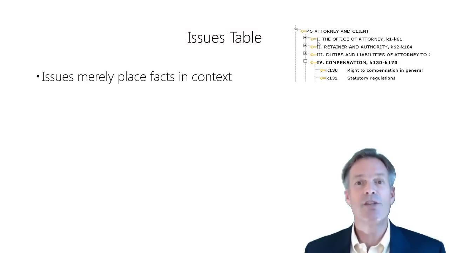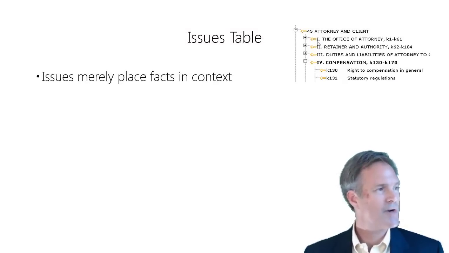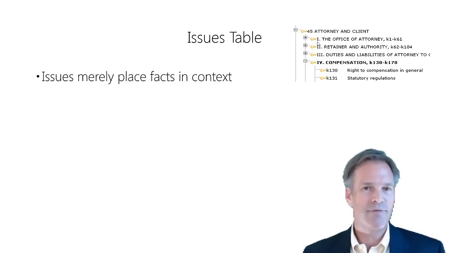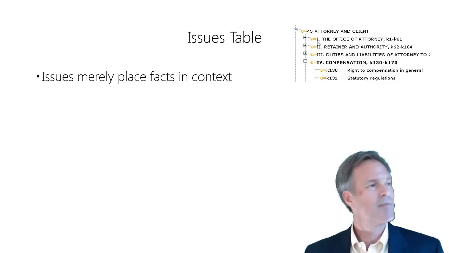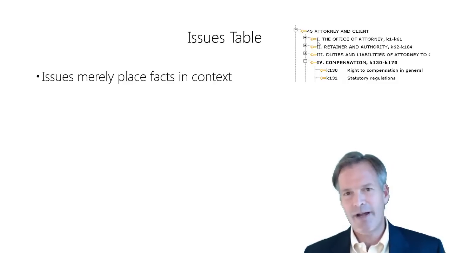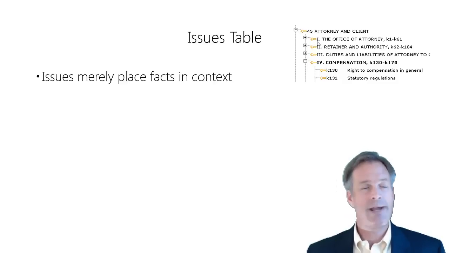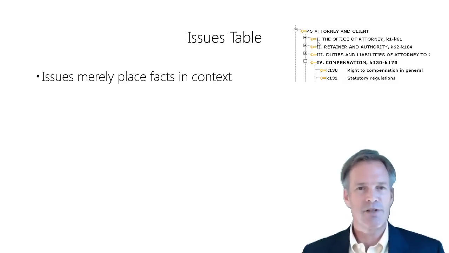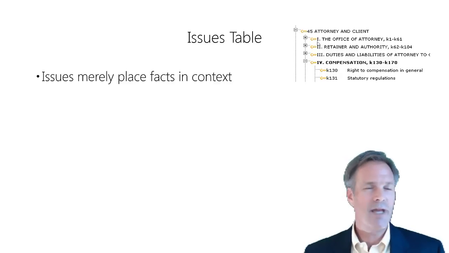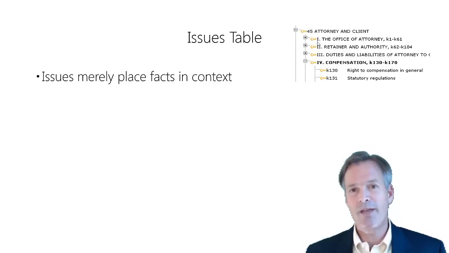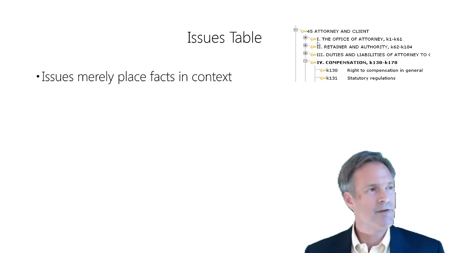Next table, the issues table. Now, as I've already said, facts belong on your fact table only if they relate to an issue. The issues place facts in contexts. Take, for example, in our case, negligence is an issue in our red light, green light case. You can prove negligence through violations of statutes, through behavior that is inconsistent with the behavior that would be exhibited by a reasonable man under like circumstances.